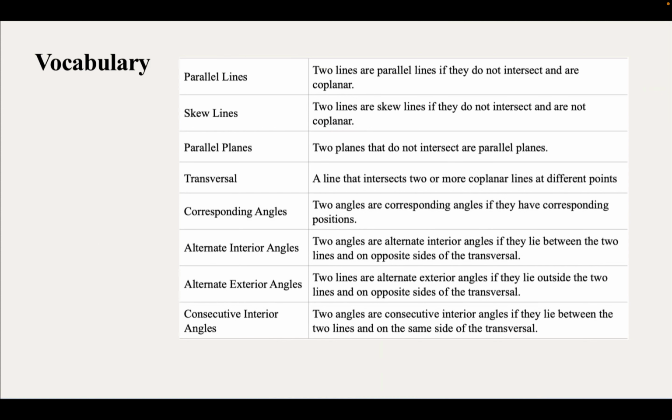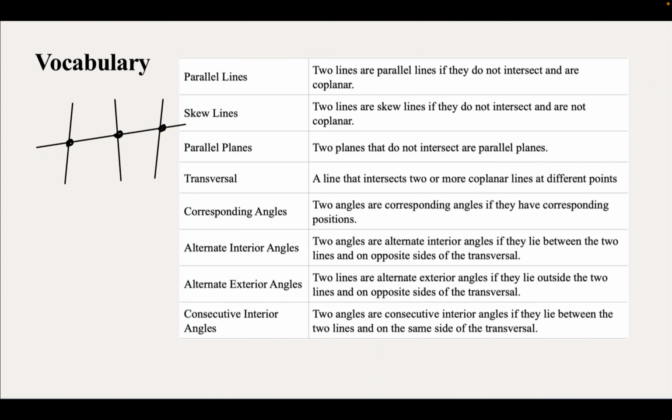A transversal is a line that intersects two or more coplanar lines at different points. This seems like a bit of a wordy example, but really what we would have is two or more lines and another line that goes through them and intersects all of them. So this line here would be a transversal because it's intersecting all of those other lines.